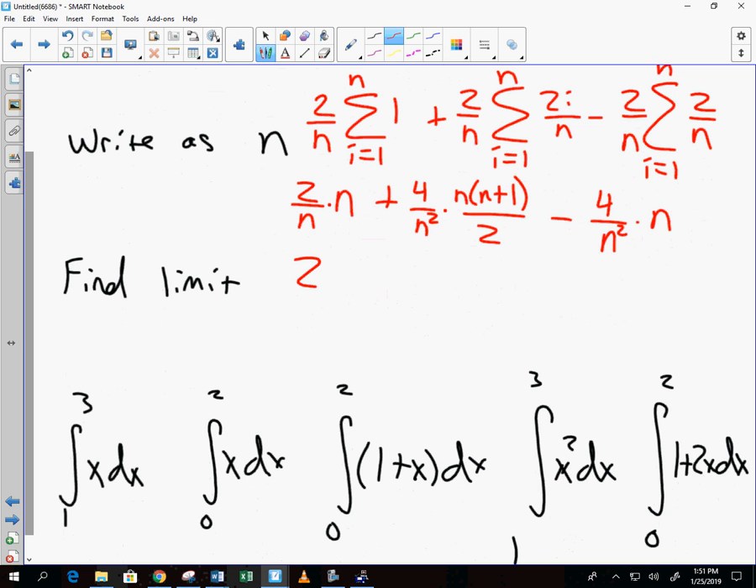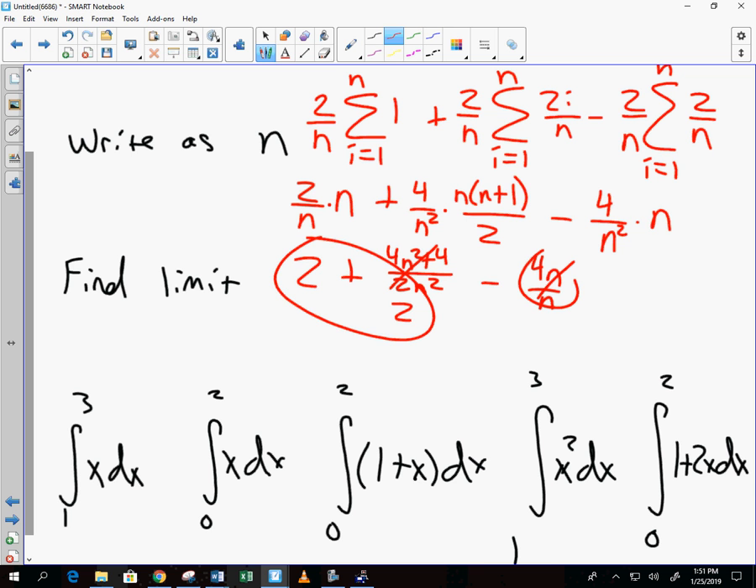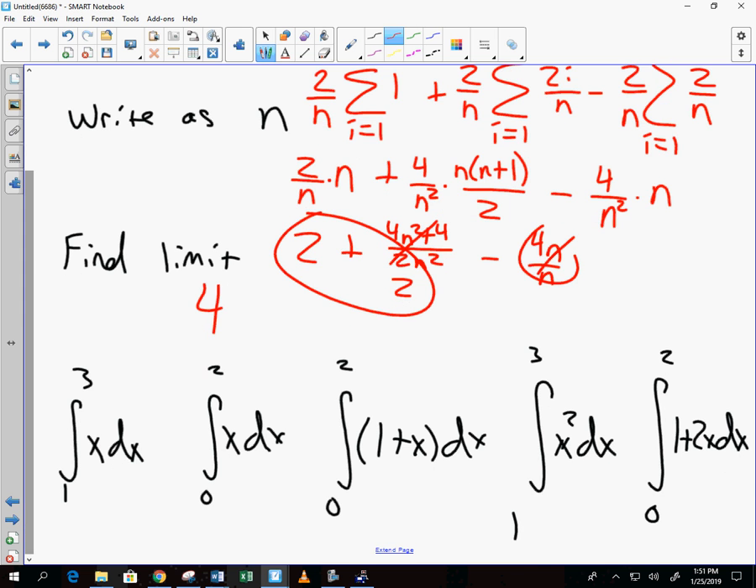This is 2. This will be 4n squared plus 4 over 2n squared, which is also going to be 2. And this will be 4n over n, which is just going to be 0. So we have 2 plus 2, which is 4. So we found the limit. We wrote it just in terms of n. And now we just have to figure out which one it matches. Which one does it match?